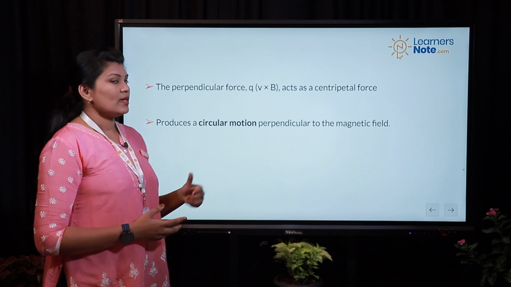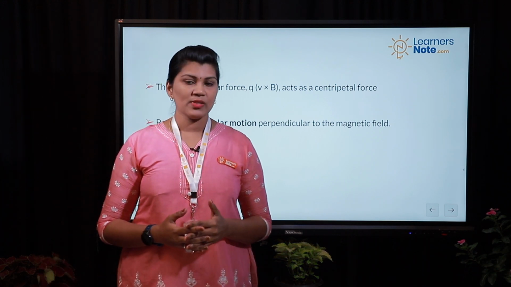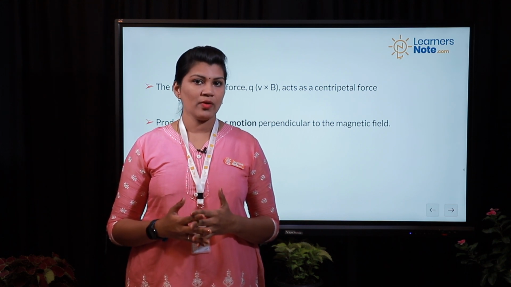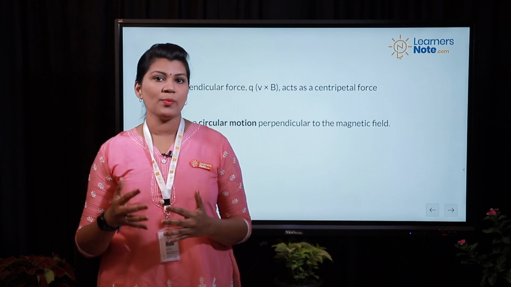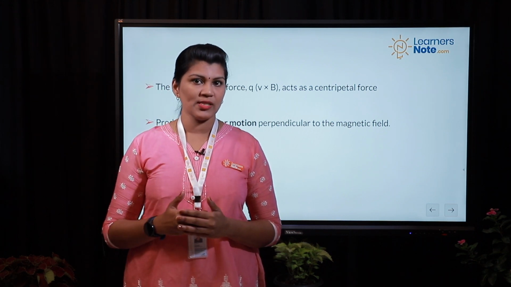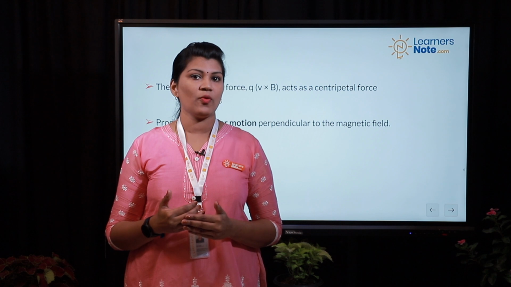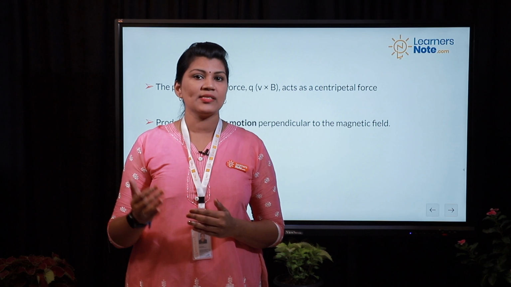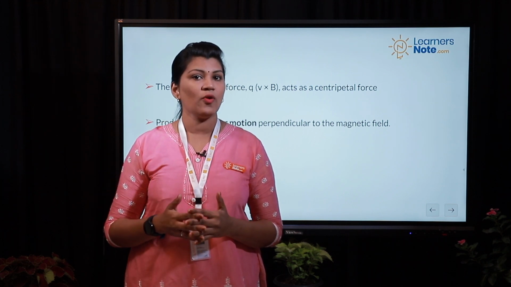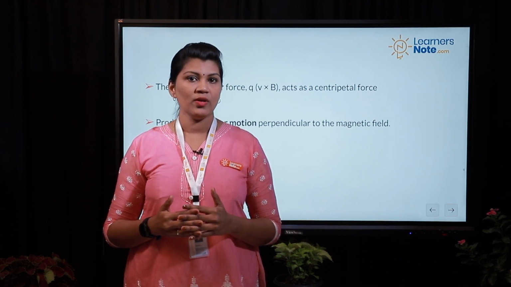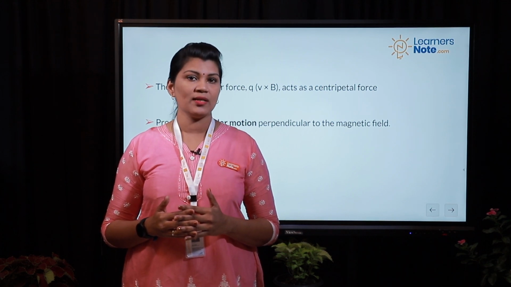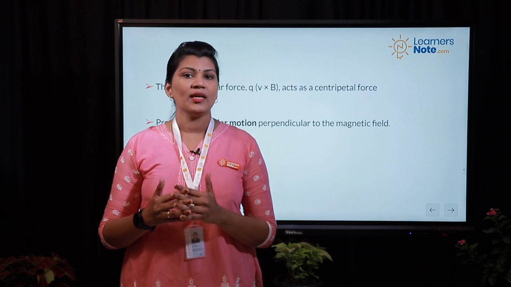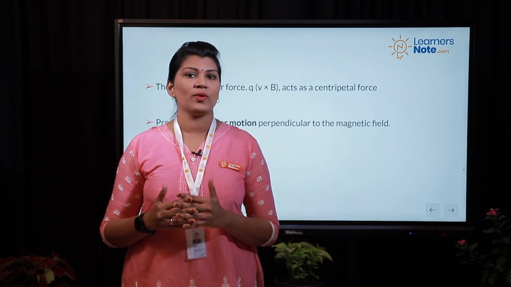Due to this Lorentz force, the charged particle will move in a circular path. Why? Because we already know that if a body moving with a uniform velocity experiences a force towards the center, that is, a centripetal force, it will start to move in a circular path. So the trajectory of this charged particle under the combined effect of a uniform magnetic and electric field will be a circular path.